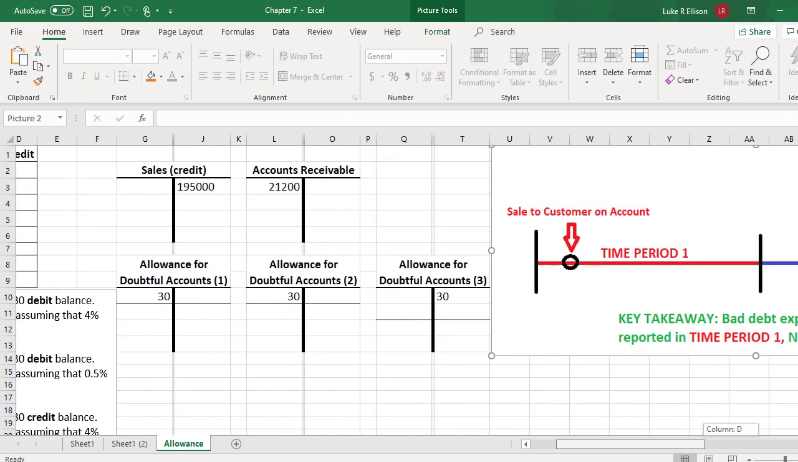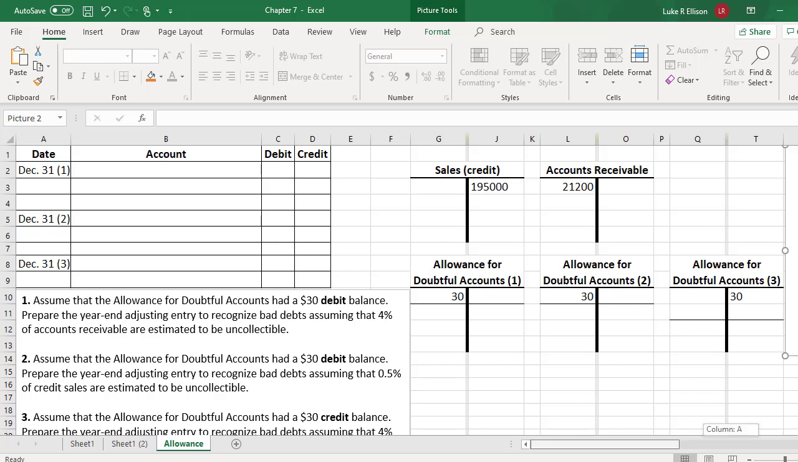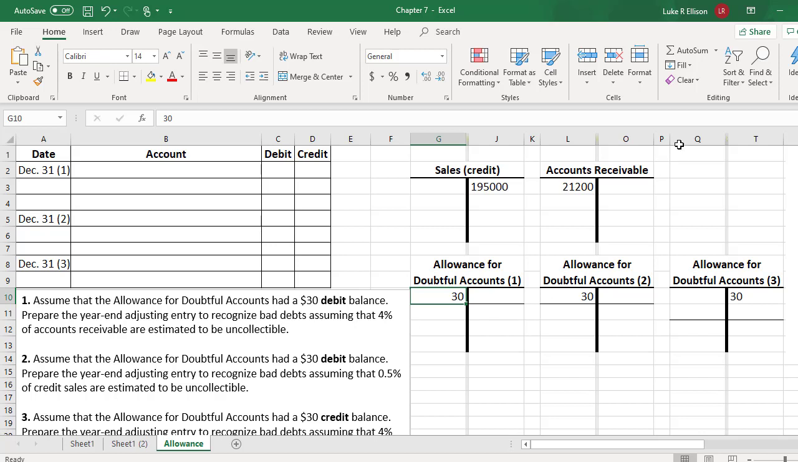So now we can go over here and we can look at an actual problem. So we are going to have 3 different situations where we are going to try to figure out the journal entry related to the allowance for doubtful accounts to estimate our bad debts. So in the first circumstance, we are to assume that the allowance for doubtful accounts had a $30 debit balance, as I'm showing over here. And we need to prepare the year-end adjusting entry to recognize bad debts, assuming that 4% of accounts receivable are estimated to be uncollectible. So we also have up here the T account for the accounts receivable.